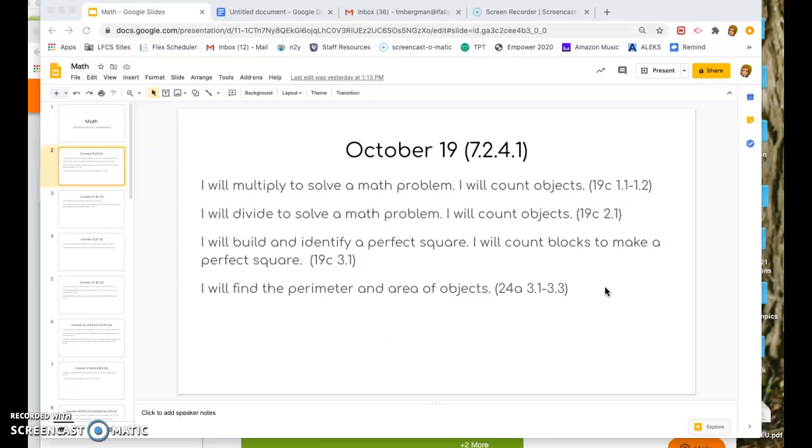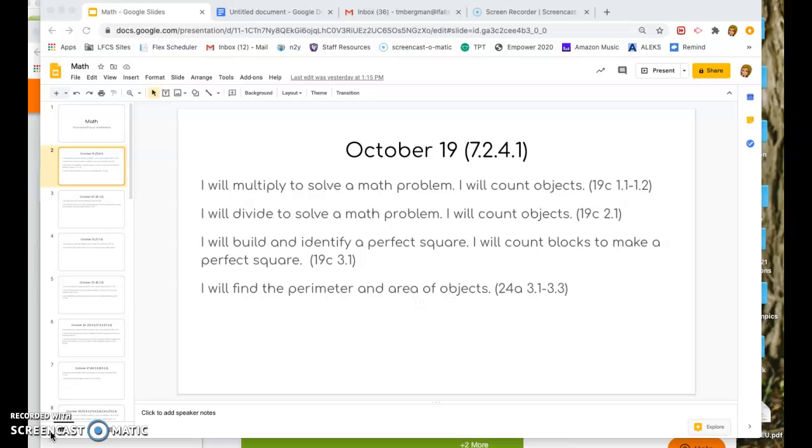All right, happy Monday. Here is our focus for today in math. I will multiply to solve a math problem and count objects. I will divide to solve a math problem and count objects. I will build and identify a perfect square. I will count blocks to make a perfect square. I will find the perimeter and area of objects.